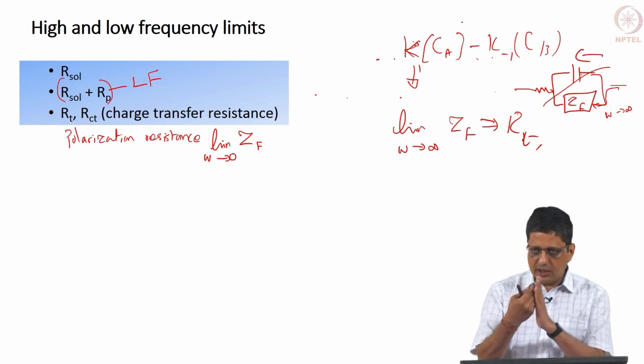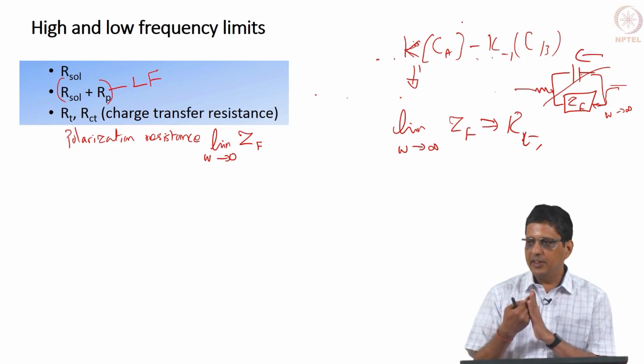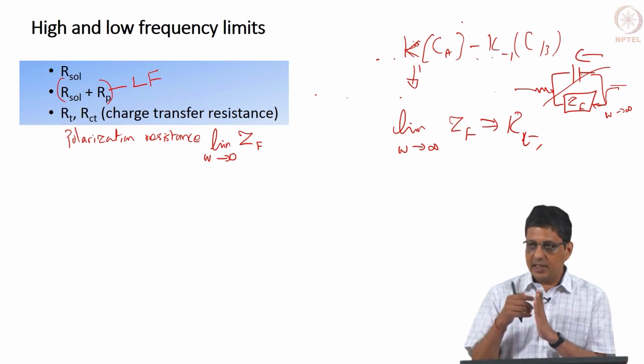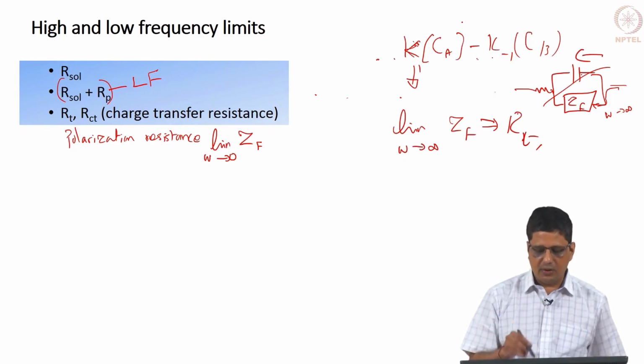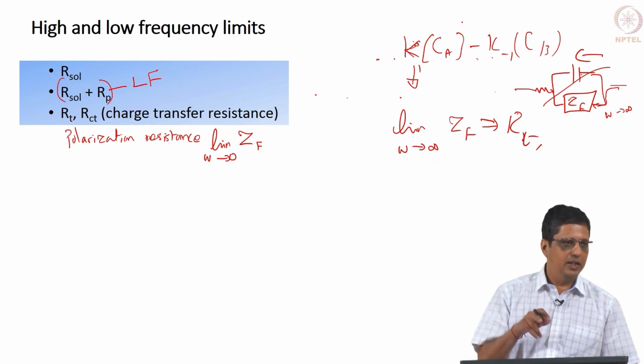Even if a species adsorbs or desorbs, it cannot adsorb and desorb that fast, and at the limit of infinite frequency it definitely will not cope up with this, whereas the rate constant is directly related to the potential. So, whenever we increase the potential, the rate constant also will increase or decrease.